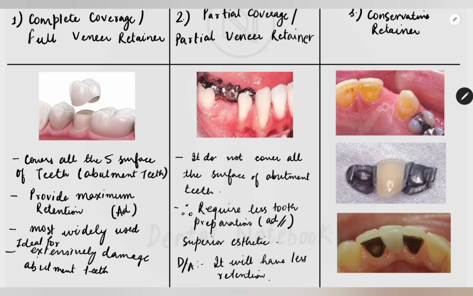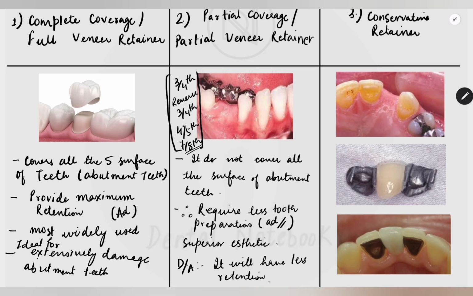It covers a partial crown, that is up to 3/4 of the crown, or reverse 3/4 of the crown, or sometimes it may cover 4/5 of the crown, or 7/8 of the crown. So these are the types of coverage seen in the partial coverage retainer.